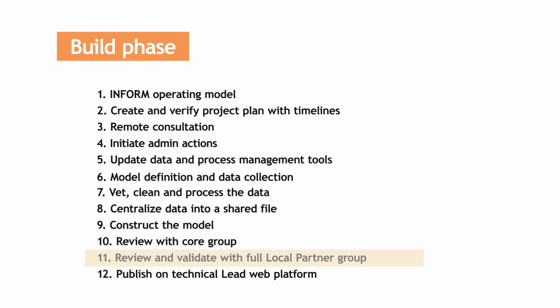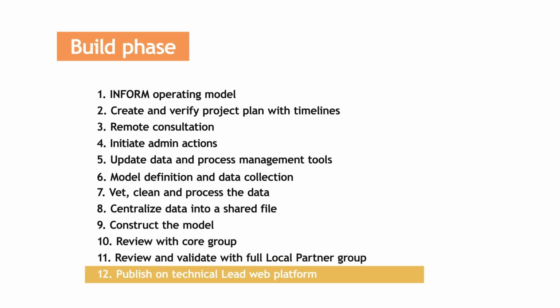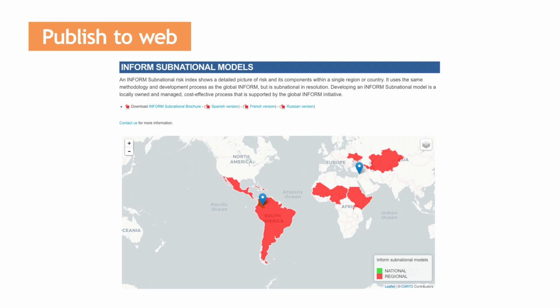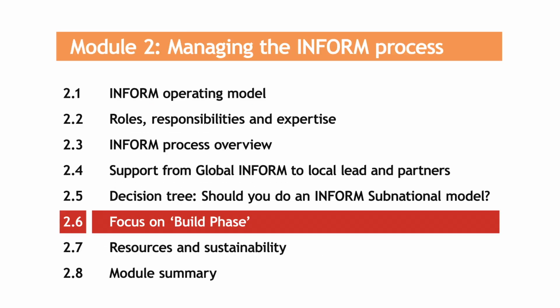And finally, step 12, publish to the web. The technical lead validates and publishes the model for public use on the INFORM website, informindex.org. The model is now live and available for all to use with the integrated data tools from the site. Be sure to experiment with these tools and be able to help others to use the model.